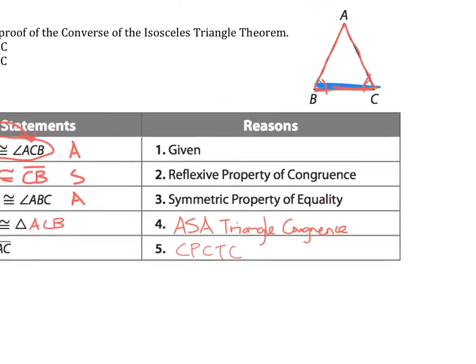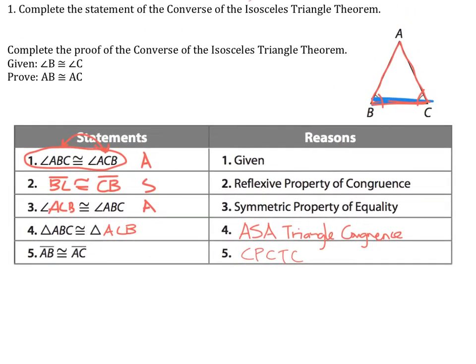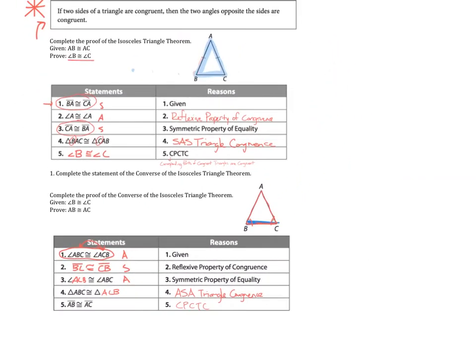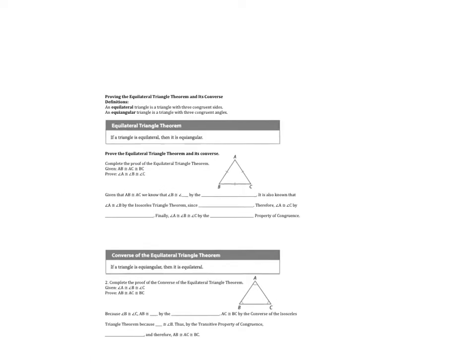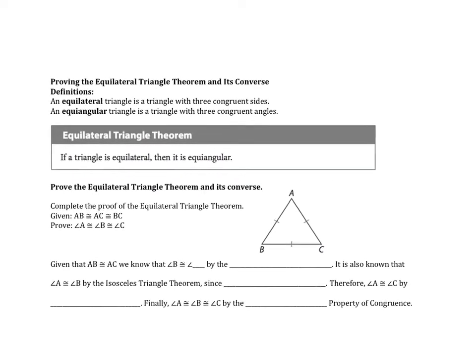Okay, so it's saying if we know those triangles are congruent, then those parts, AB and AC, also have to be congruent because the entire triangle is. So those are the isosceles triangle theorem and the converse. So hopefully, again, you should have filled out the converse here, and we can check tomorrow, see how you did with that. Then on the next page, if you go ahead and turn the page, you will find the equilateral triangle theorem.